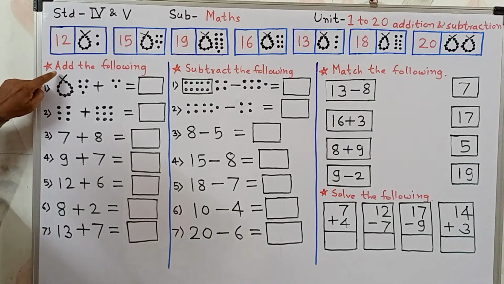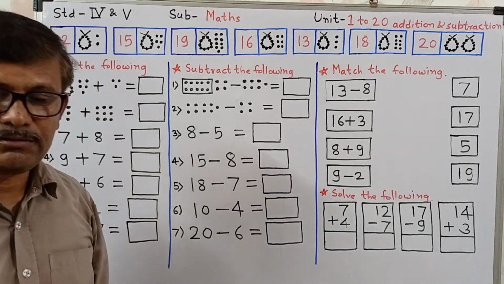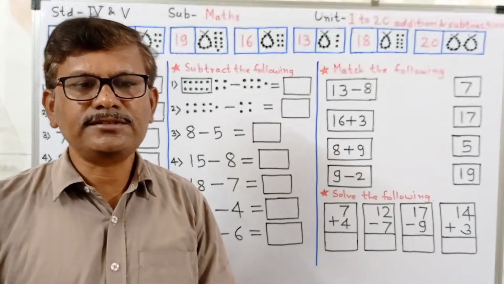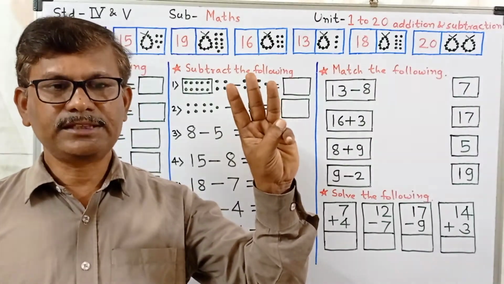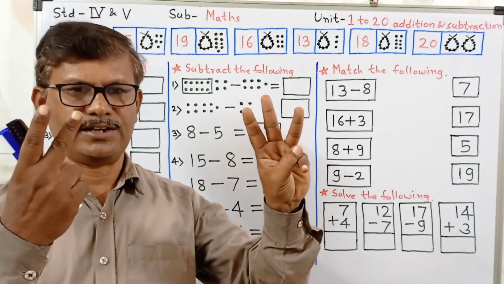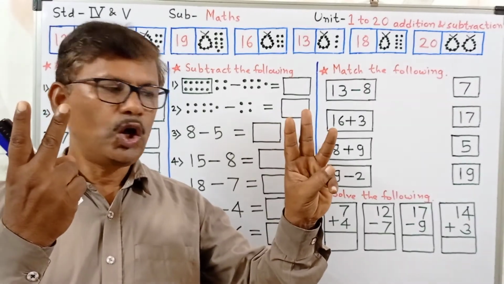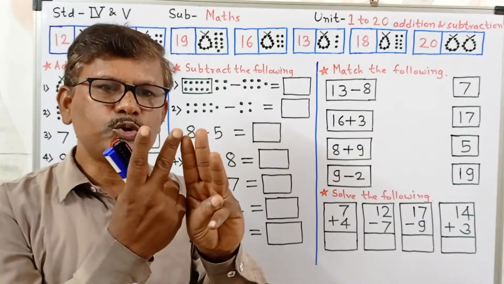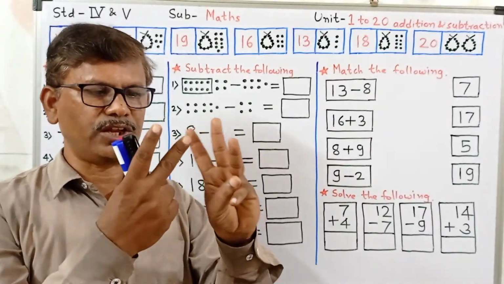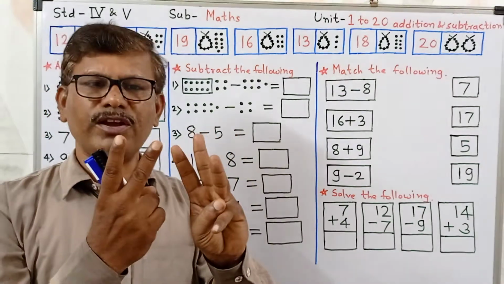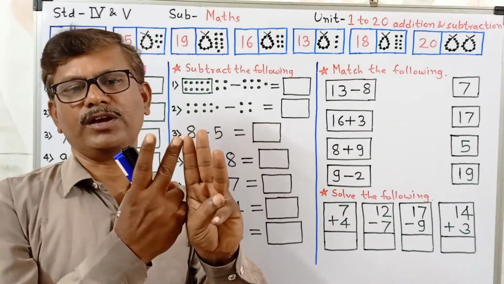Now first add the following. Addition. You know addition is to take the things together. Listen. These are 3 fingers and these are 2 fingers. How many total fingers are there? So take these together. How many fingers are there? 1 2 3 4 5. 5 fingers. Means the addition of 3 fingers and 2 fingers is 5 fingers.